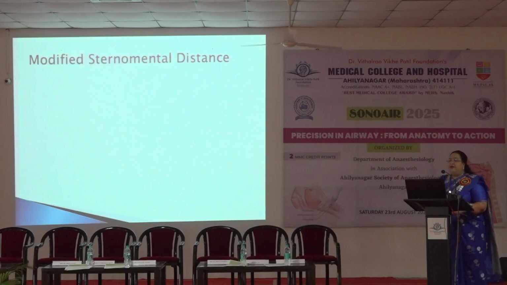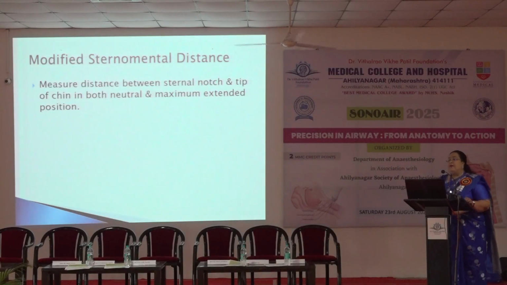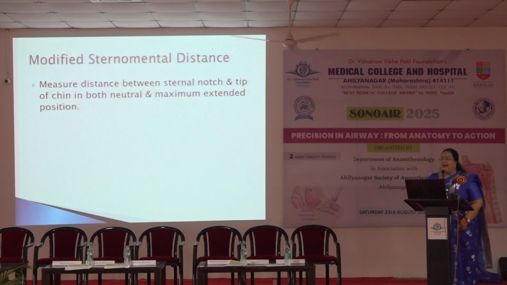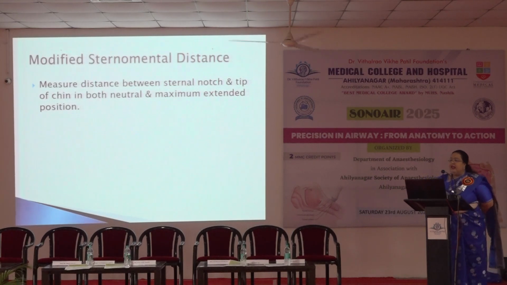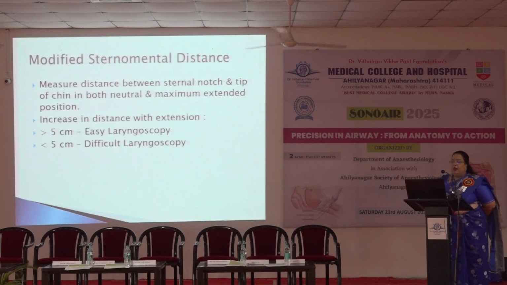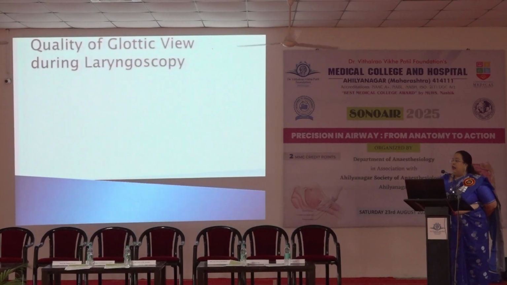Then coming to modified sternomental distance, here we measure the distance between the sternal notch and tip of the chin in both neutral and maximum extended position. An increase in the distance with extension of more than 5 centimeters is easy laryngoscopy, less than 5 centimeters is difficult laryngoscopy. Then coming to quality of the glottic view during laryngoscopy.